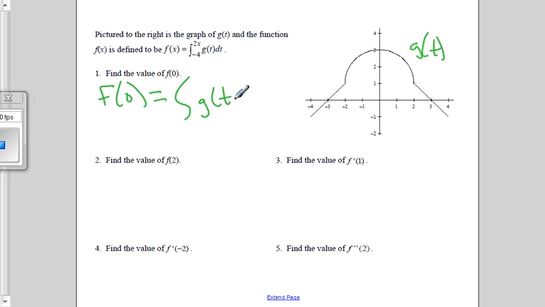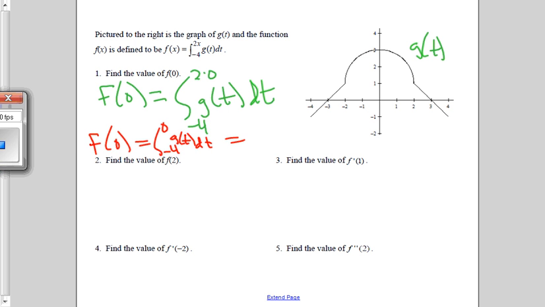When they want to find f of 0, I'm just going to put in what I know, and it's the integral of g of t dt, and it's 2 times 0, which is going to be 0, and then the negative 4 stays here. So again, negative 4 to 0 of g of t dt. What does the integral stand for? It stands for the area under the curve. So now I'm going to try to find the area of the curve from 0 to 4.